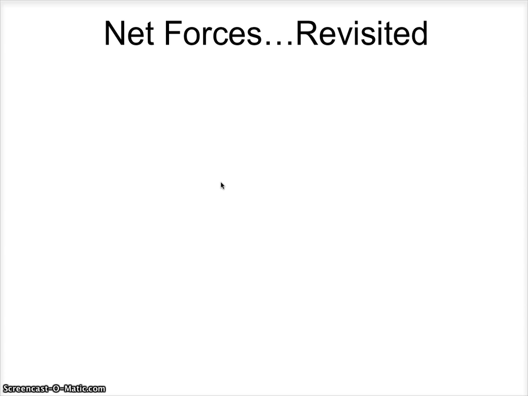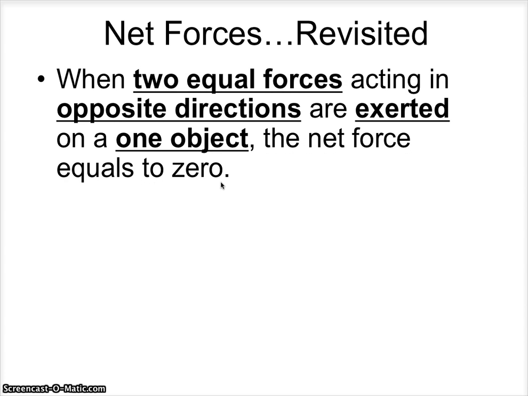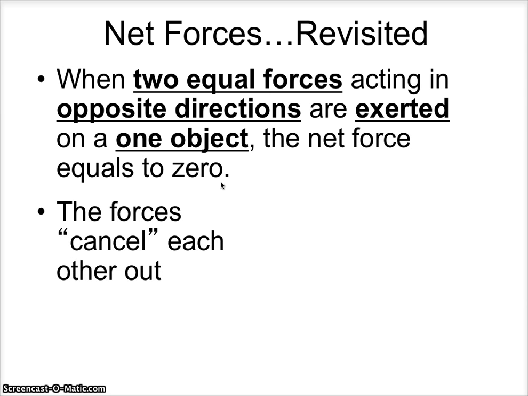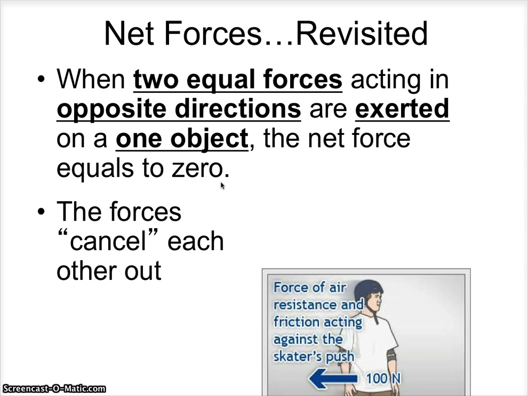So now net forces, again, revisited. When we talk about net forces, we talk about how forces can be at equilibrium, where two forces acting in opposite directions are exerted on the same object. When the forces are exerted on the same object and the forces are equal, the net force will then equal 0. However, in the idea of Newton's third law, the forces are not acting on the same object. It's acting on separate objects. So the forces cannot cancel each other out in terms of the net forces.